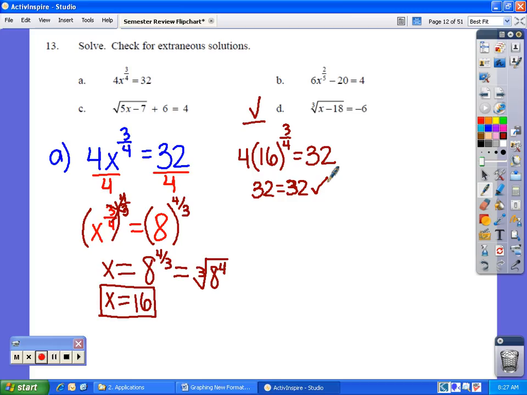Alright, the next one, part B, and I'm going to have room for part A and B on here, and then I'm going to erase A and B so I can do C and D, so hopefully you guys are writing this down. Alright, part B says 6x to the 2/5 minus 20 equals 4. Well, we've got a few things to do to get our x by itself. The first thing we want to do is add 20 to both sides.